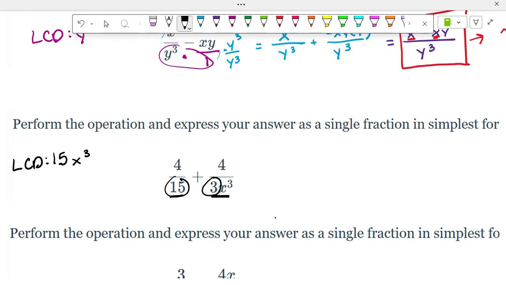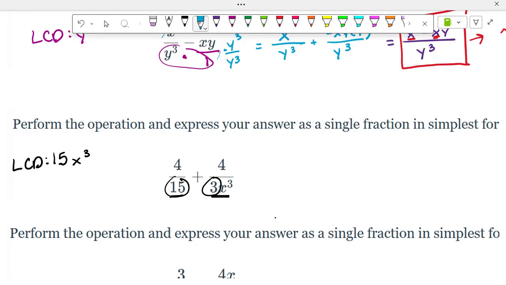So that's why it's 15x cubed. And again, if all else fails, you can use 15 times 3, which is 45, as the common denominator, but it's not going to be the least one. So in other words, you're just going to have to simplify again at the end.